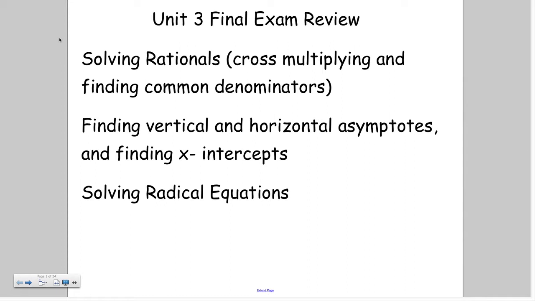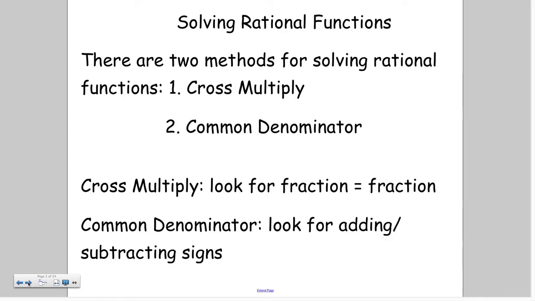Topics that are going to be on your final. These are the topics we're going to focus on for our review. So first thing is we're going to remember how to solve radical equations. Rational equations. Remember, rationals are the ones that are fractions.